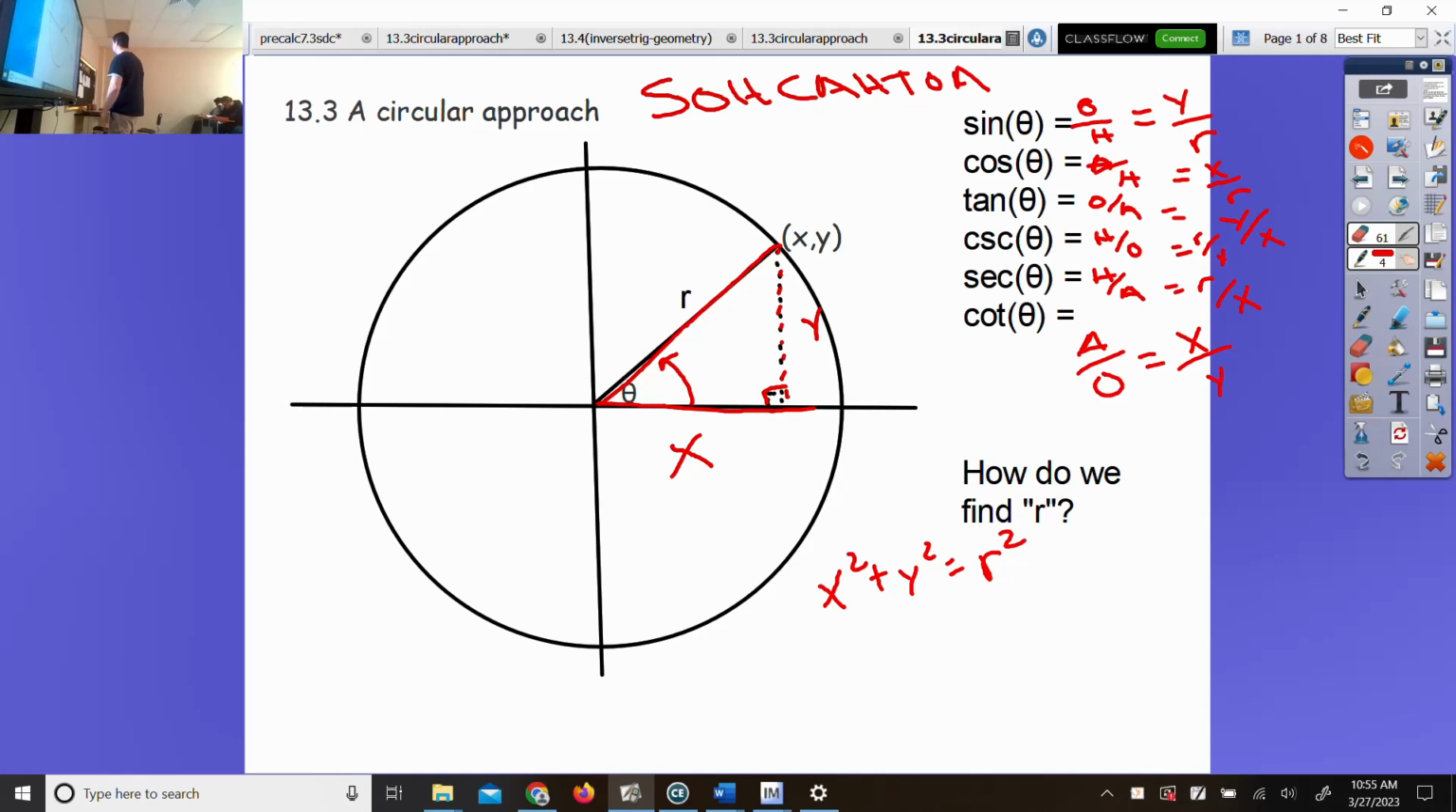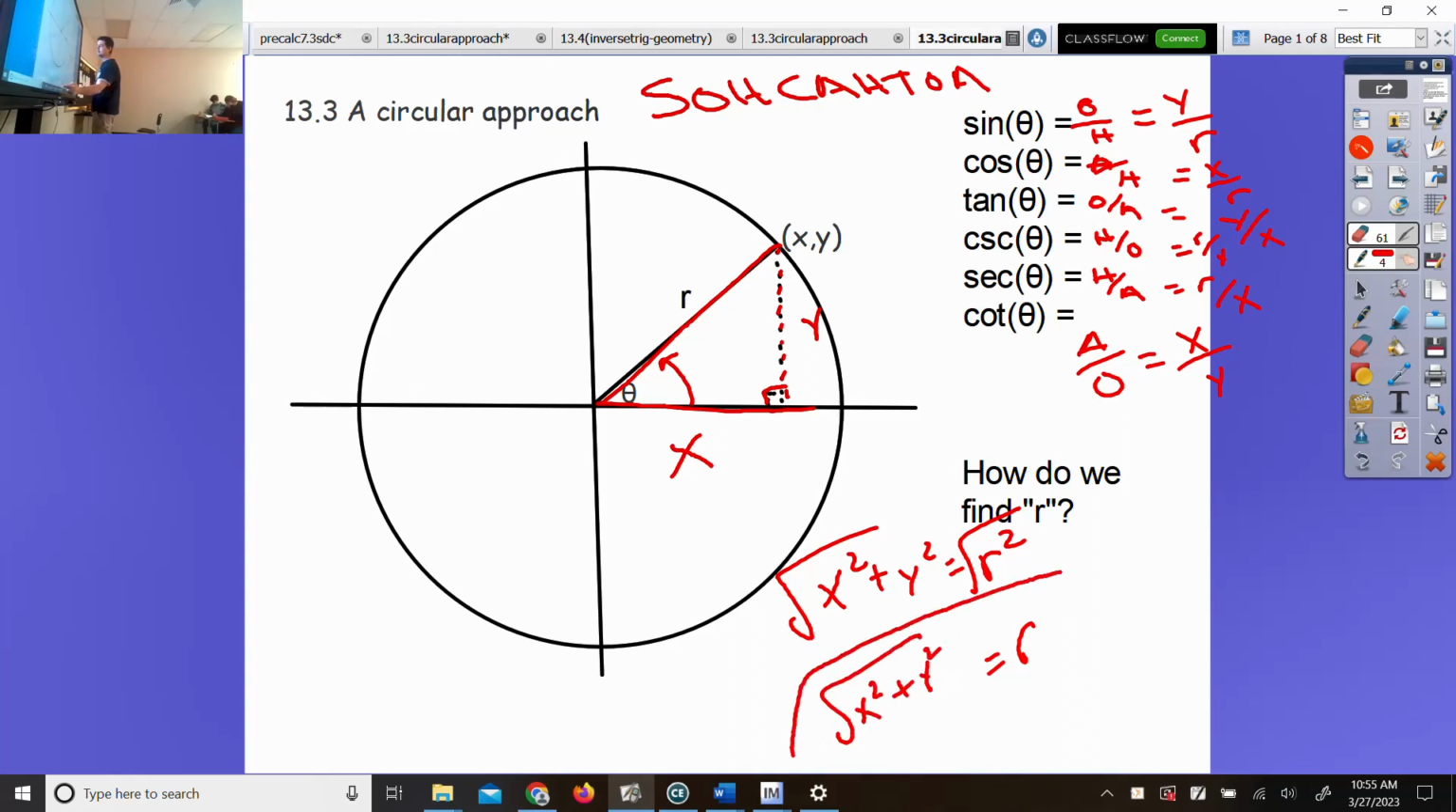I usually take this a step farther on the circular approach. You want to know what r is, so how do you counteract squaring? Square rooting. Take the square root of both sides. Can you take the square root of x squared plus y squared? No. That's how you find r. r is the square root of x squared plus y squared. That's all the stuff you have to memorize for the circular approach.